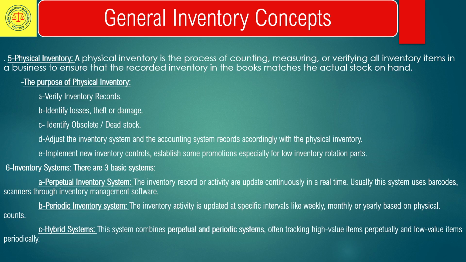Hybrid system. This is the combined perpetual and periodic system. Often, tracking high value items perpetually and low value items periodically. If you have very expensive parts, it is better to have them perpetually. And for the other ones, screws or something very small, probably you could use periodic. So that's the hybrid, the combination of perpetual and periodic.